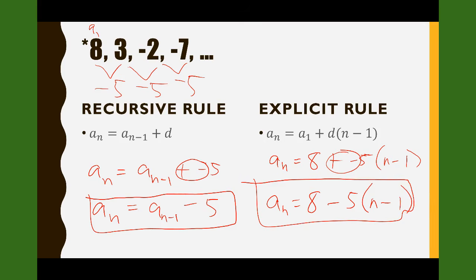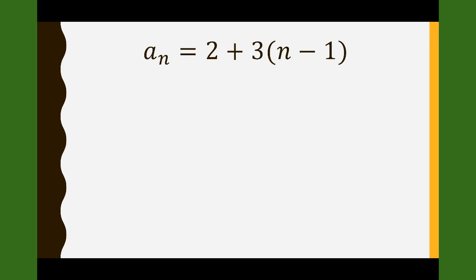Now for those who really get this, there's actually a further way to simplify the explicit rule, and I will just show it for enrichment. For our answer in the first sequence, we said for the explicit rule, it's A sub n equals 2 plus 3 parentheses n minus 1. You can simplify this further if you want to. This is optional, guys, by distributing the 3.